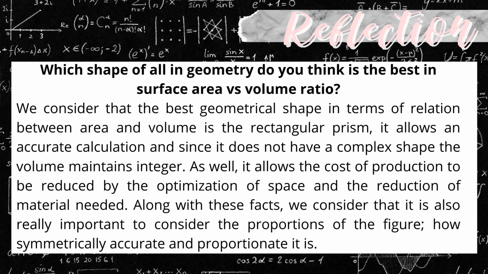Our next question is, which shape of all in geometry do you think is the best in surface area versus volume ratio? We consider that the best geometrical shape in terms of relation between area and volume is the rectangular prism. It allows an accurate calculation, and since it does not have a complex shape, the volume remains an integer. As well, it allows the cost of production to be reduced by the optimization of space and the reduction of material needed. Along with these facts, we consider that it is also really important to consider the proportions of the figure, how symmetrically accurate and proportionate it is.